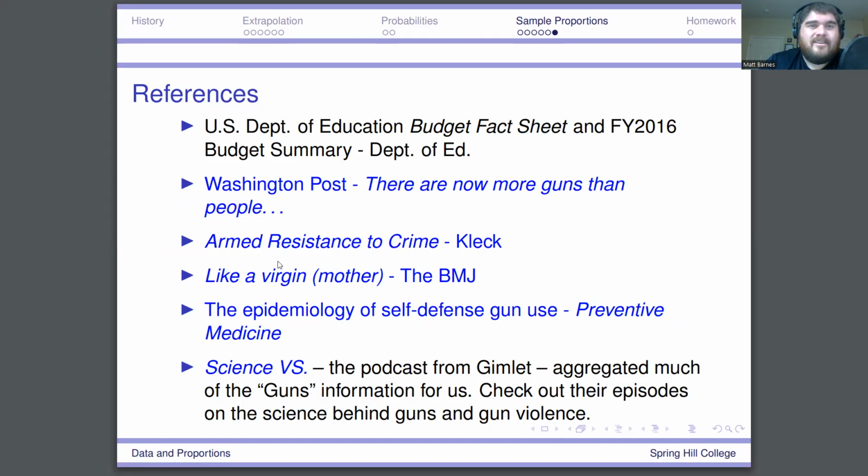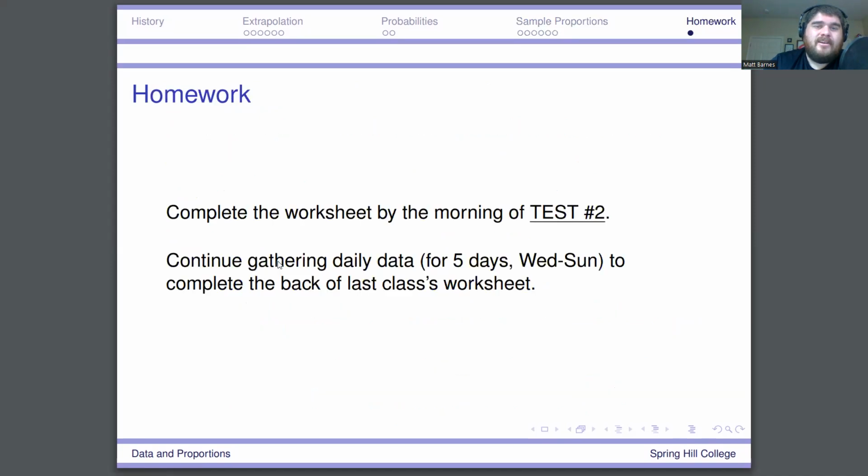Here are some references for the things we talked about and some of the studies we discussed, if you want to look closer at those. As always, we have our homework for this week. You have hopefully already gathered your data for last week's worksheet. And then this material will be on test 2. So we want to have this worksheet completed for test 2, and we're going to turn it in at the end of this 3rd week of our summer course, if you're taking the summer course.